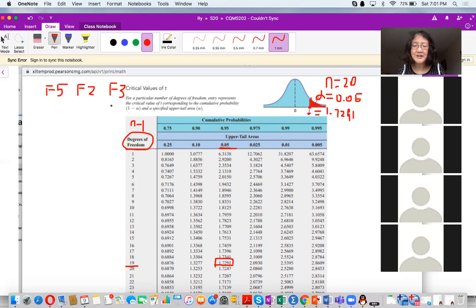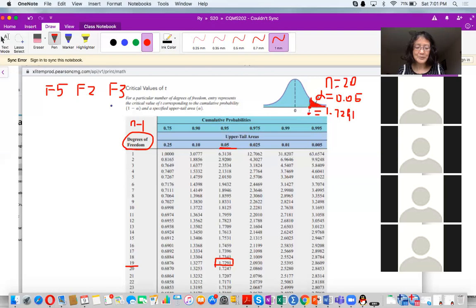Can anyone share your result? What did you get from your calculator after you did all of the steps? I got 1.729, same as the chart. Terrific. Thank you for sharing.